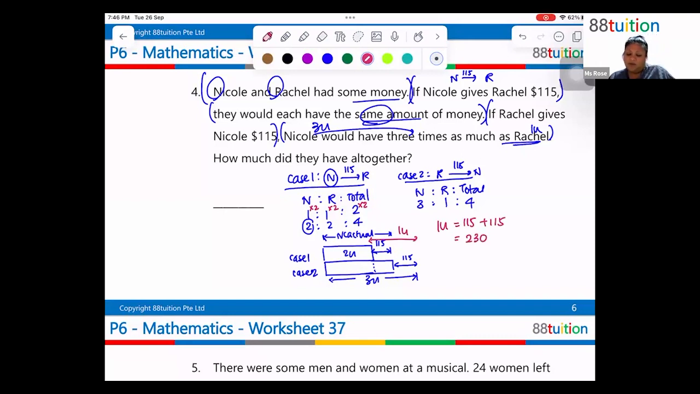Now, since 1 unit is 230, how much did they have all together? What are we finding? How many units are we finding? 4. So we're finding 4 units. Why? Because we want to find the total, which is 4 times $230 to give me 920. Okay, that's right.